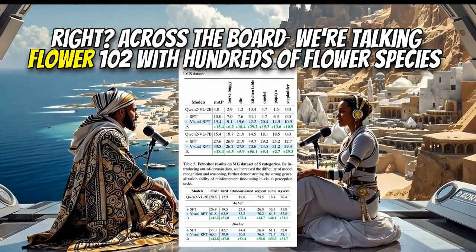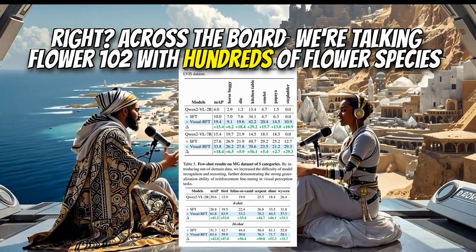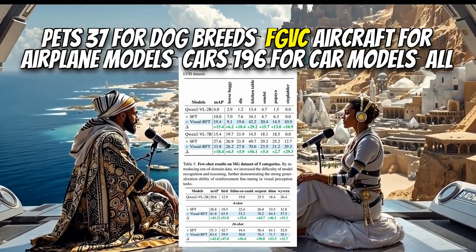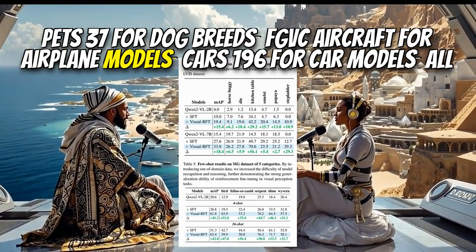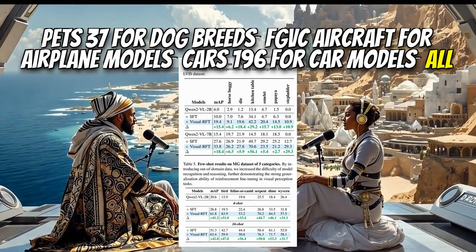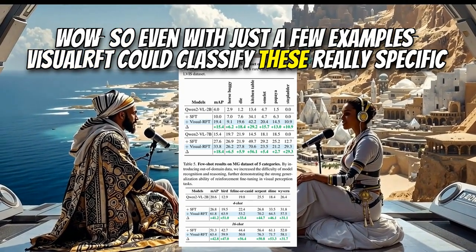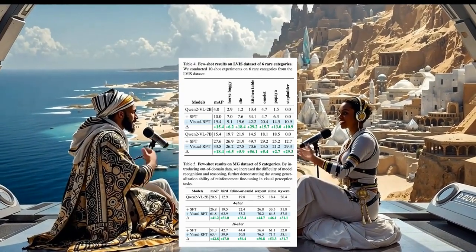Across the board, we're talking Flower 102 with hundreds of flower species, Pets 37 for dog breeds, FGVC aircraft for airplane models, Cars 196 for car models, all sorts of stuff. Wow, so even with just a few examples, Visual-RFT could classify these really specific categories. That's right. That's pretty amazing.